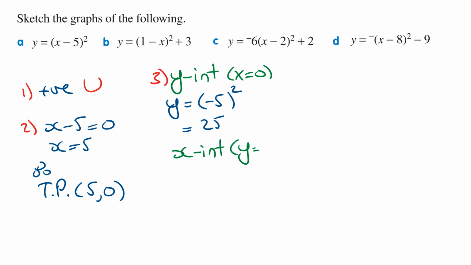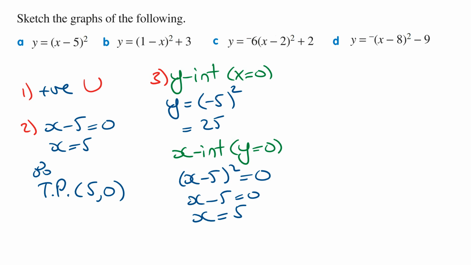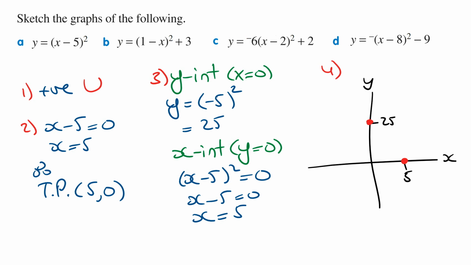For the x-intercept, we let y is equal to 0 and then solve for x. Now, since the turning point has the coordinates (5, 0), we know the x-intercept is going to be at 5. But let's just work it out anyway. And so we're going to get (x minus 5) squared is equal to 0. Taking the square root of both sides, we're going to get x minus 5 is equal to 0. And solving for x, this is going to be x is equal to 5. And so the x-intercept is going to be at x is equal to 5. And the last step is to mark all these points on the axes and then sketch the graph. And so drawing the axes, we're marking the x and y intercepts, and then we draw a positive parabola.